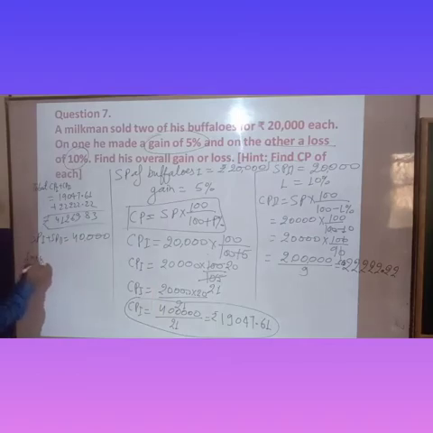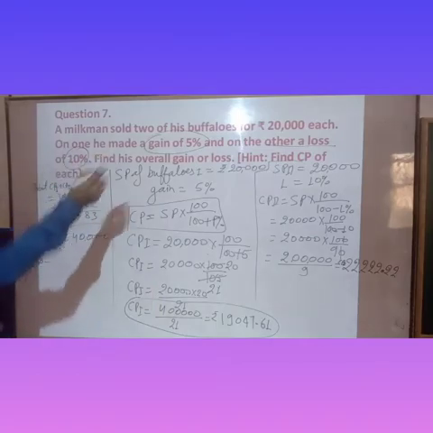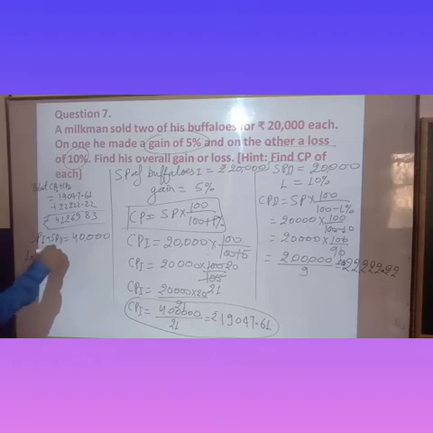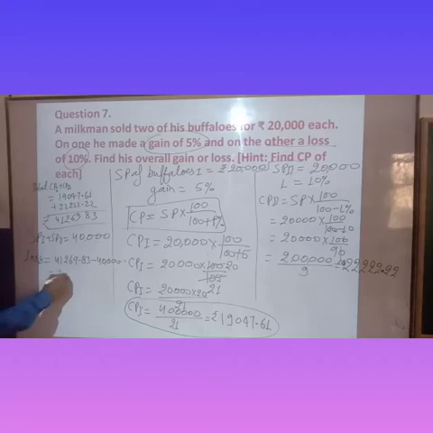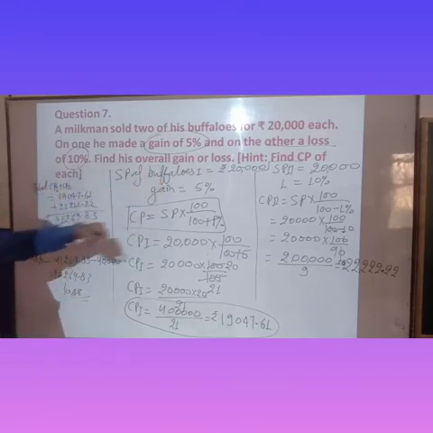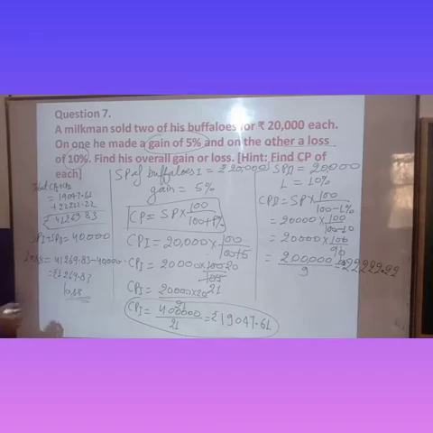The loss is equal to 41,269.83 minus 40,000. When we subtract it, we get 1,269.83 rupees loss. Here it is asked to find the overall gain or loss. So overall there will be a loss. Hope you understood.